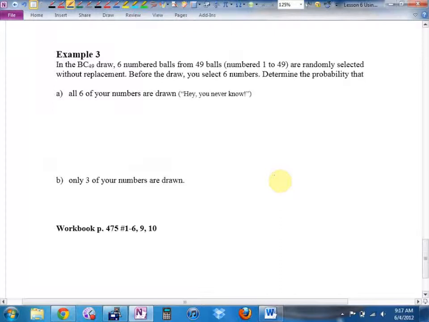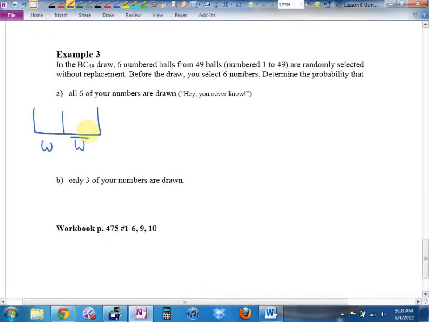Lotto 6/49 in the BC 49 draw. 6 numbered balls from 49, numbered 1 to 49, are randomly selected without replacement. Before the draw, you select 6 numbers. What's the probability that you win the grand prize? I think we have winners and losers. How many winners are there in the deck? If you want to win the grand prize, how many winners do you have to pick?